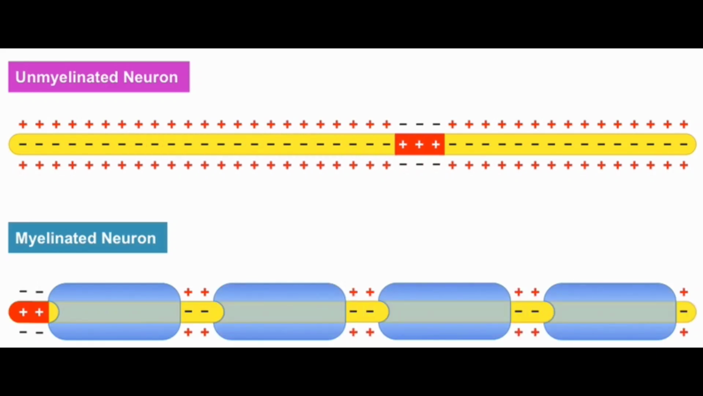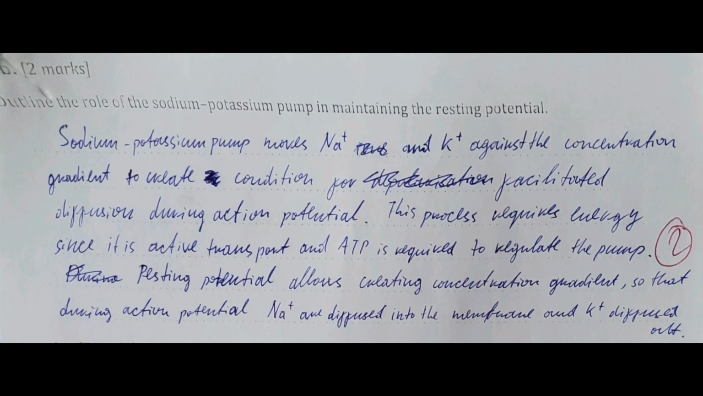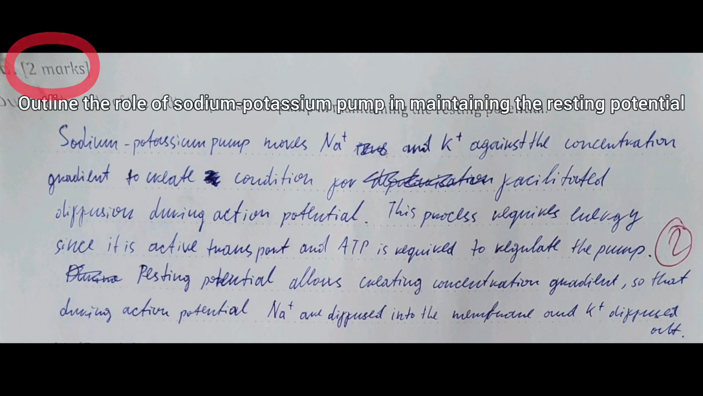Let's move to the next questions, and these questions may appear in paper 2. They are extended questions that require you to write something and not just choose an answer from several variants. So the question weighs 2 marks and asks to outline the role of the sodium-potassium pump in maintaining the resting potential.